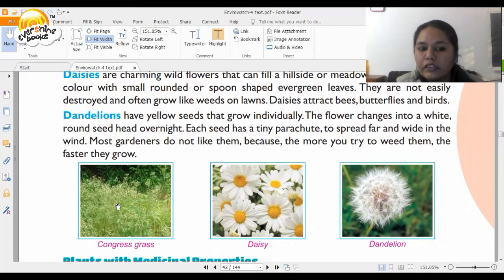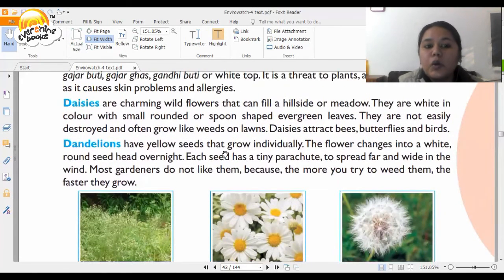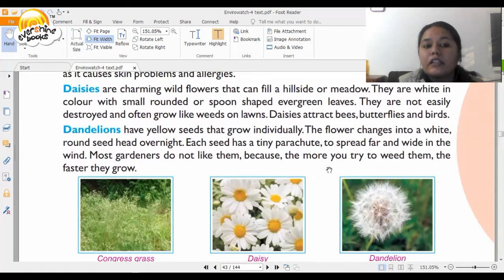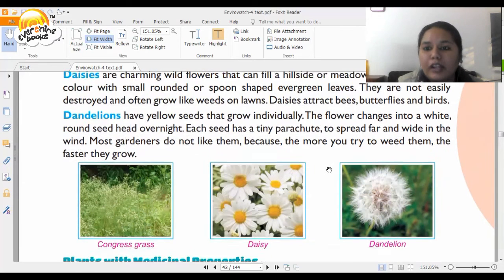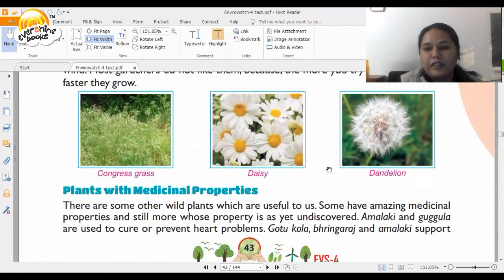See all the wild trees, wild grass, and you can see the picture of these. So this is the Congress grass. See, it has small white color flower type of thing. That's why it's called the white top also. Then these are the daisy flowers, and this is the dandelion. This dandelion you would have also seen moving around in the air, right? The flower changes into a white round seed head overnight. Each seed has a tiny parachute to spread far and wide in the wind. Most gardeners do not like them because the more you try to remove them, the faster they grow.